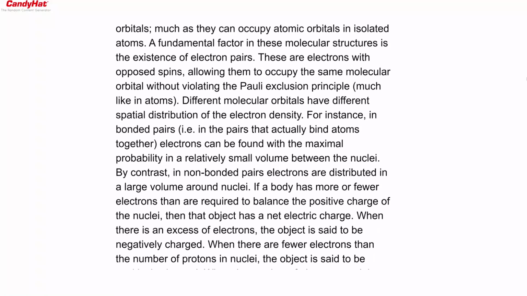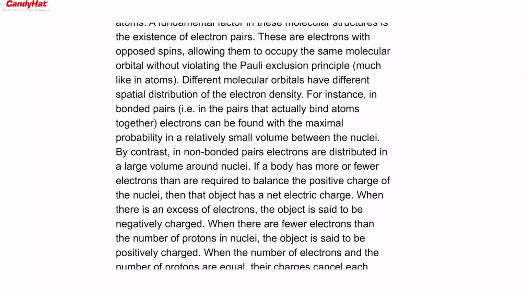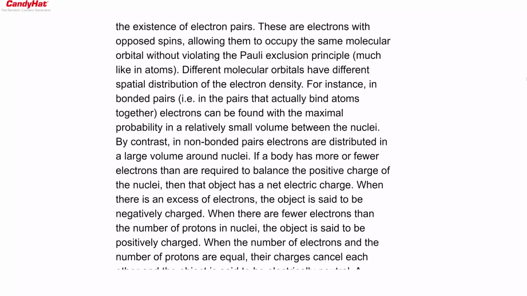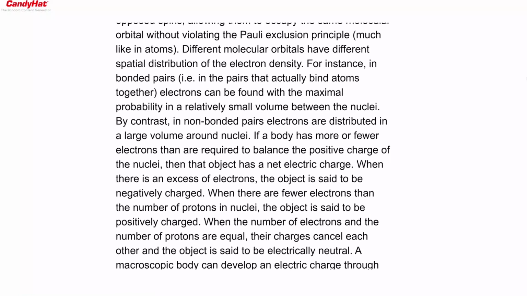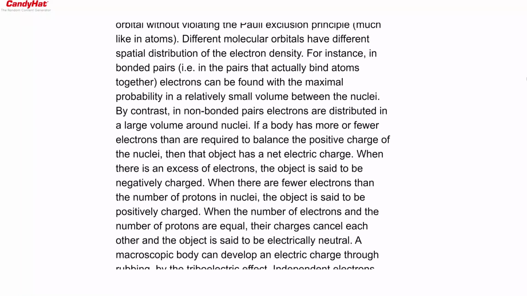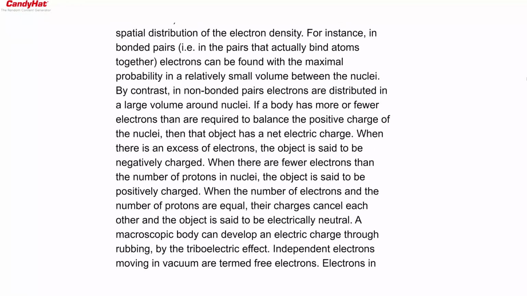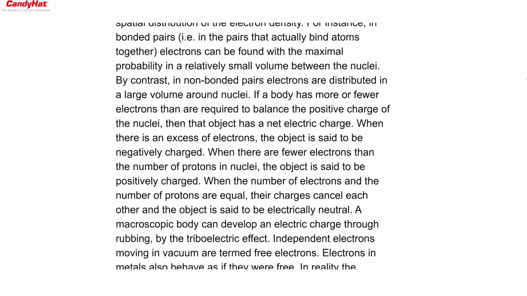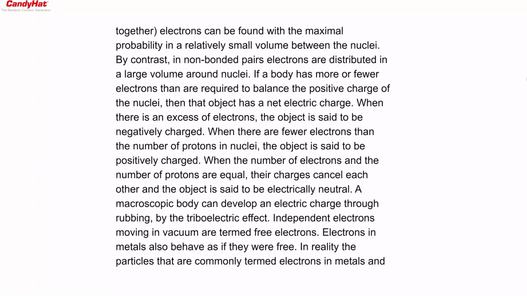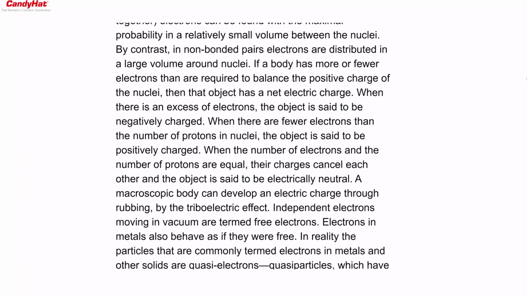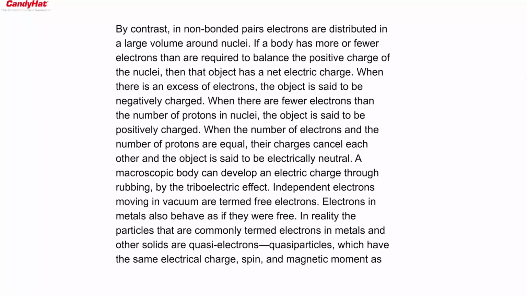A fundamental factor in these molecular structures is the existence of electron pairs. These are electrons with opposed spins, allowing them to occupy the same molecular orbital without violating the Pauli exclusion principle, much like in atoms. Different molecular orbitals have different spatial distribution of the electron density. For instance, in bonded pairs, i.e. in the pairs that actually bind atoms together, electrons can be found with the maximal probability in a relatively small volume between the nuclei. By contrast, in non-bonded pairs electrons are distributed in a large volume around nuclei.